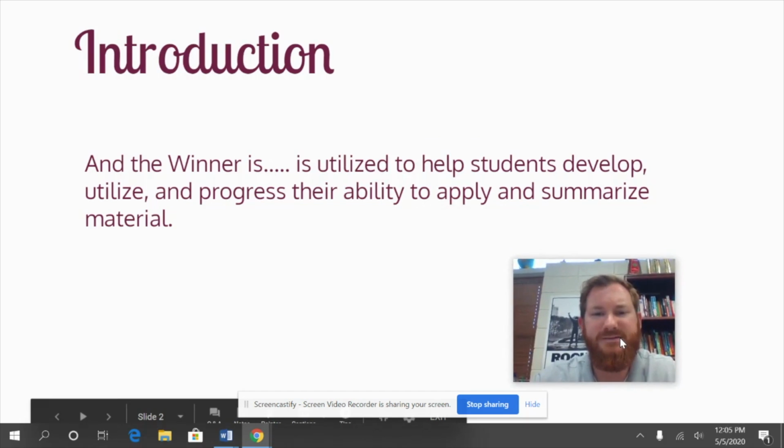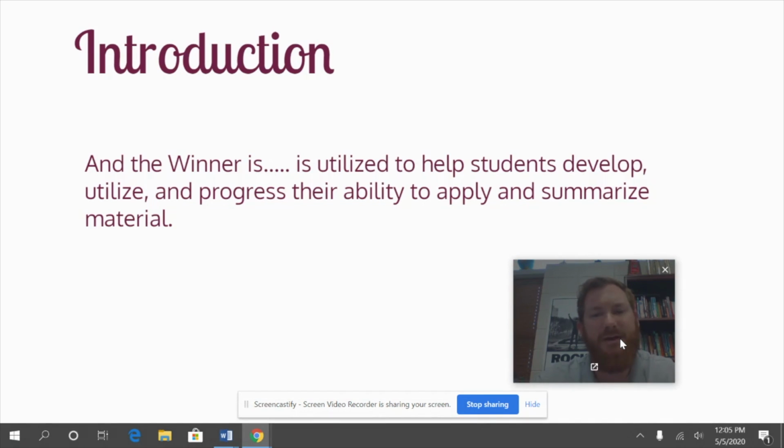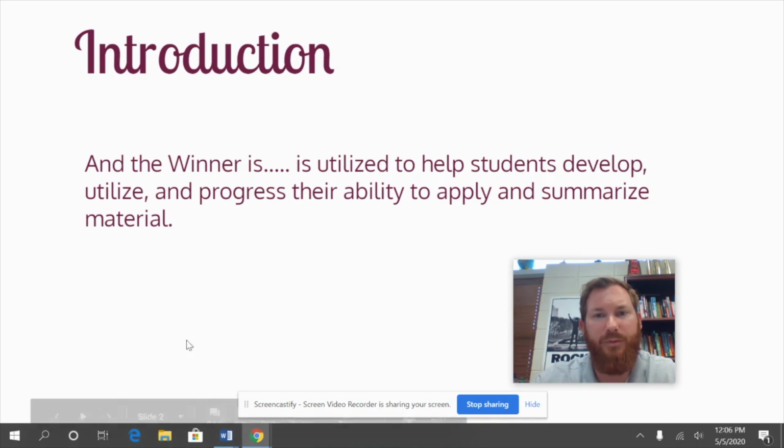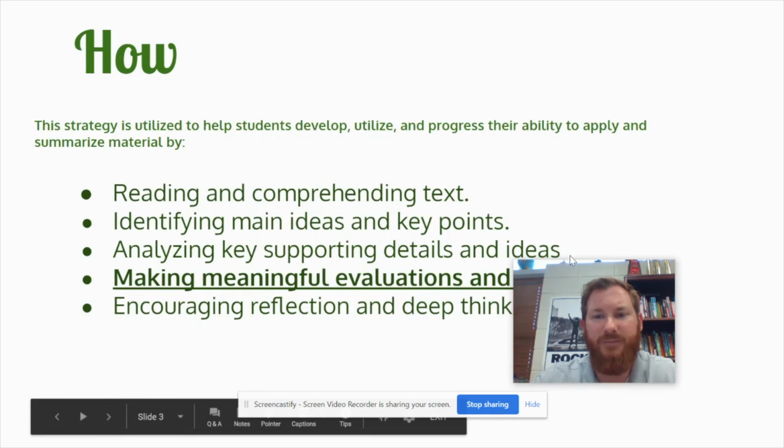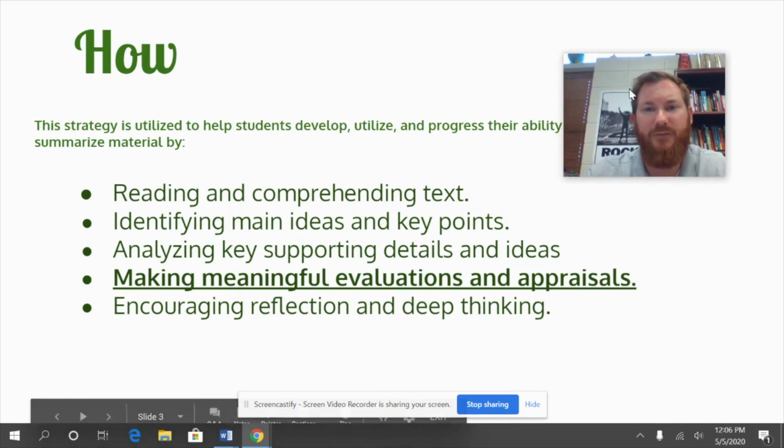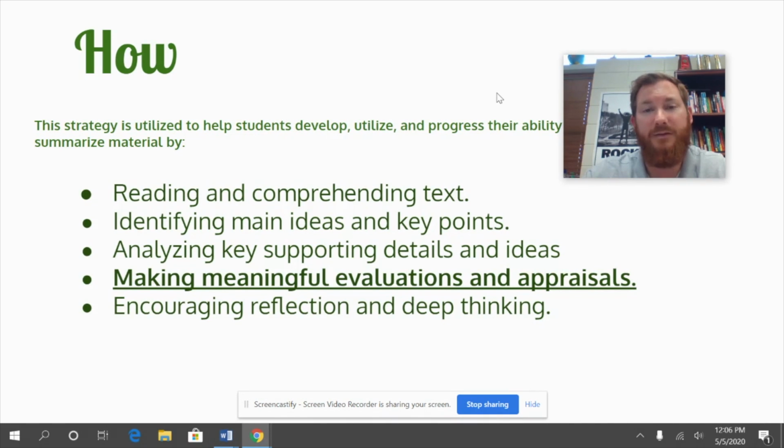And the Winner Is is best utilized to help students progress in their ability to summarize and apply material. It does this by providing a framework to make meaningful evaluations and appraisals. It also encourages deep reflection at the end of a particular unit of study.